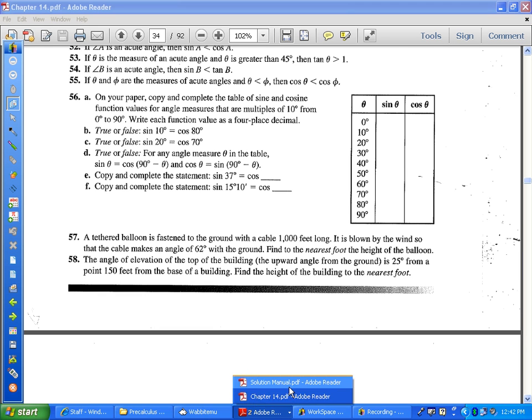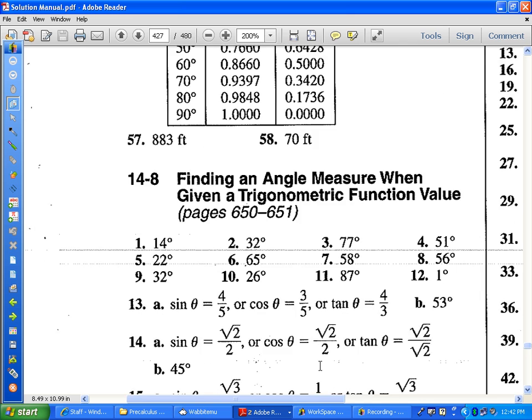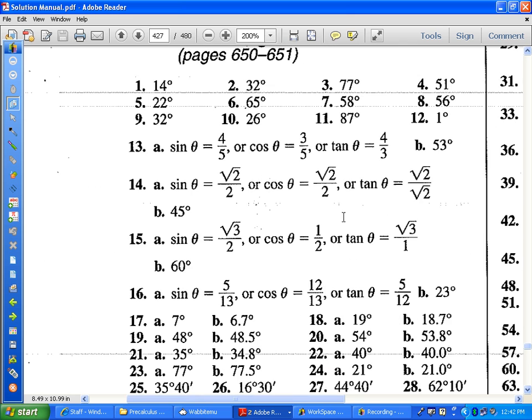Okay, section 8 again. We were again divisible by 3. Number 3, we're looking at a 77-degree angle. 6 is a 65-degree angle. 9 is a 32-degree angle. 12 is a 1-degree angle.